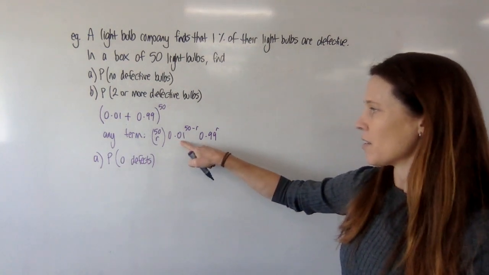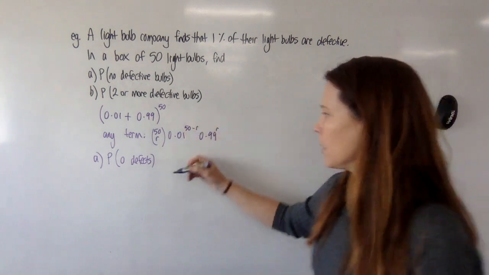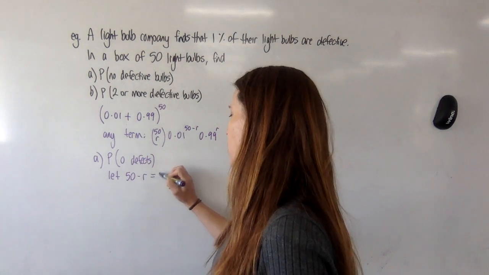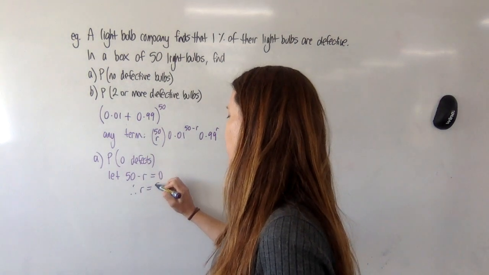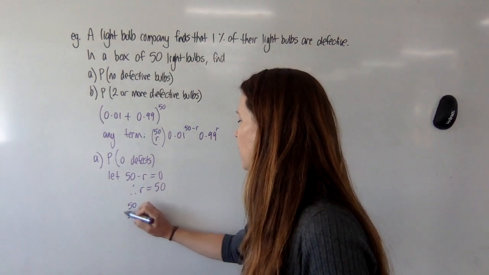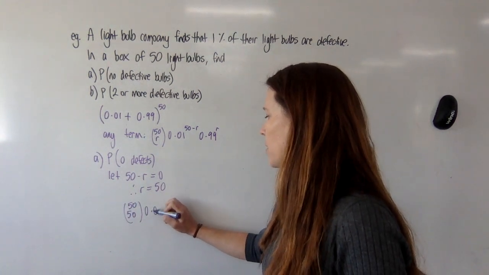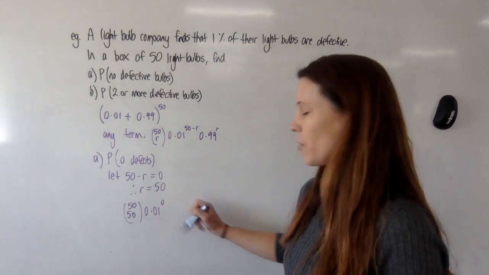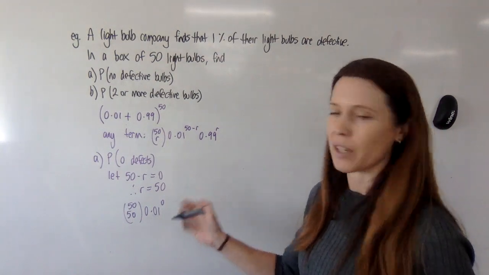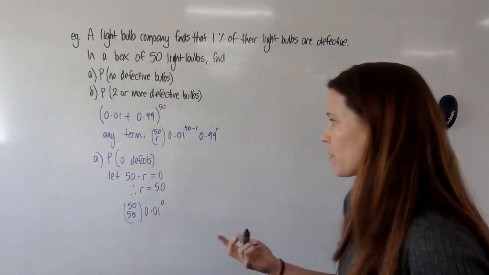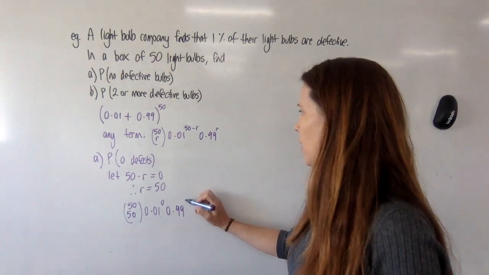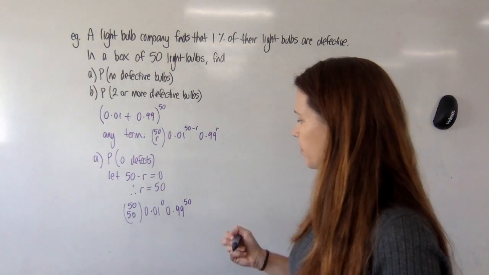So to do part A, I want to find the probability of 0 defects. That means I want this to be raised to the power of nothing. So let 50 minus r equal 0, therefore r equals 50. So I want 50 choose 50, and then 0.01 to the power of 0, that's just going to be 1, and in fact 50 choose 50 is also 1. We're effectively wanting the first term of the expansion, which we know is very simple.